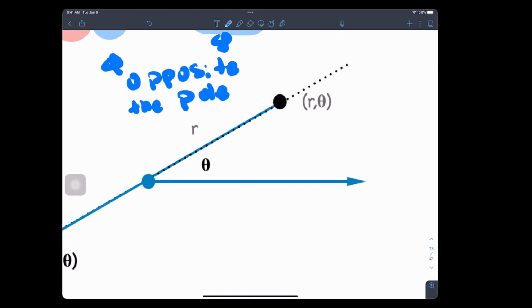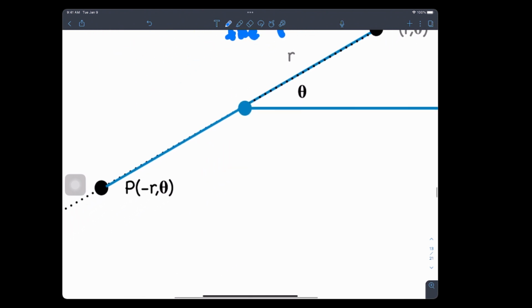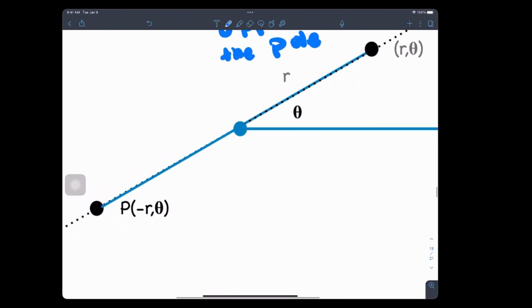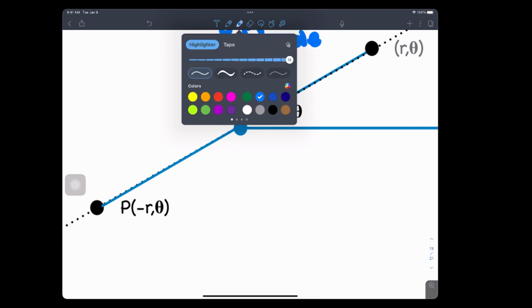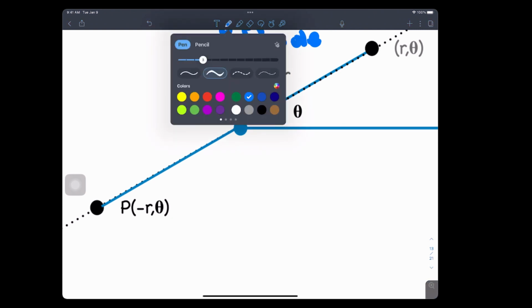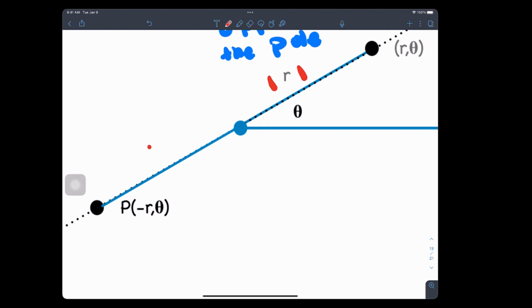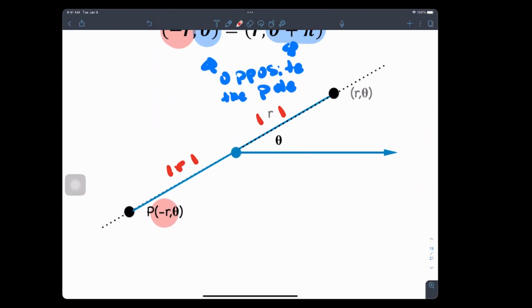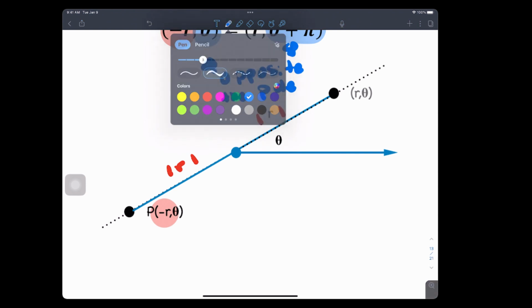If this is r theta, okay, minus r theta, it's the same distance r. This is a distance r. We call that the absolute value of r. Okay, I want you guys to understand that. That distance is the absolute value of r. But with a negative radius value, it will be opposite the what? The pole. I'm going to show you an example.